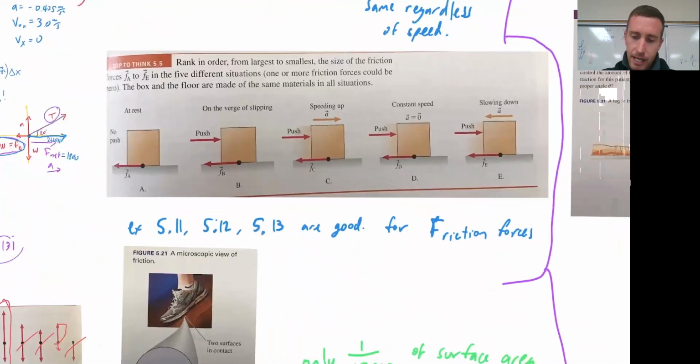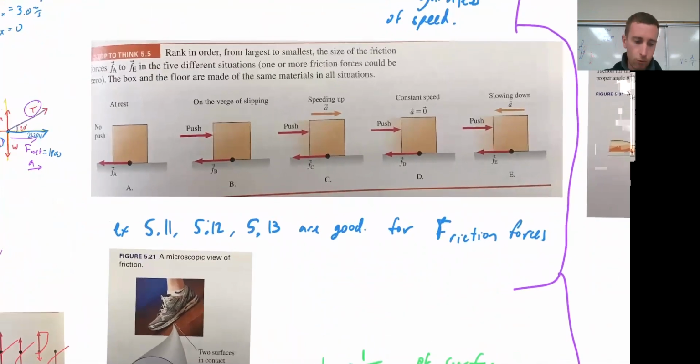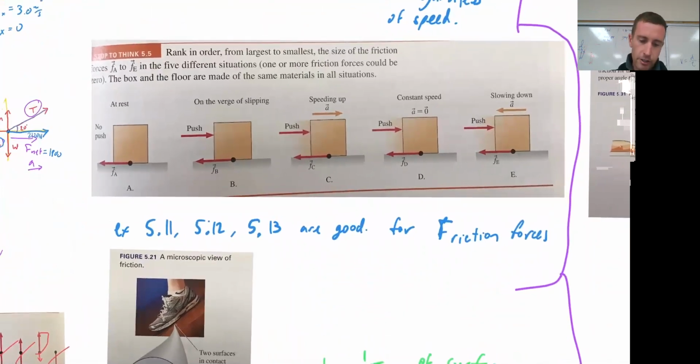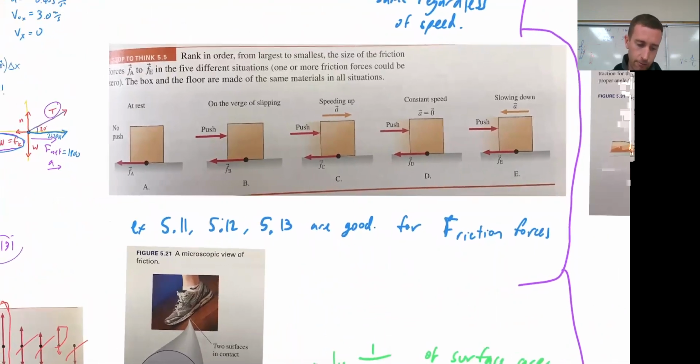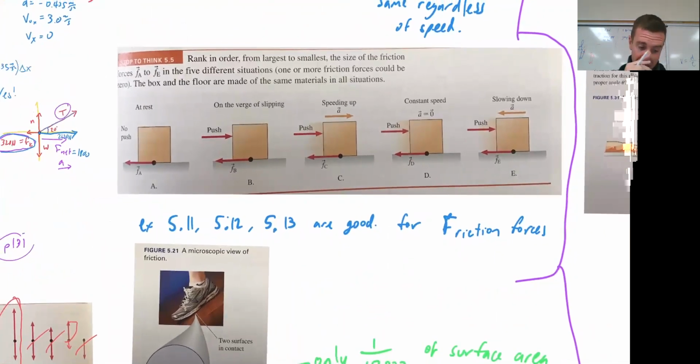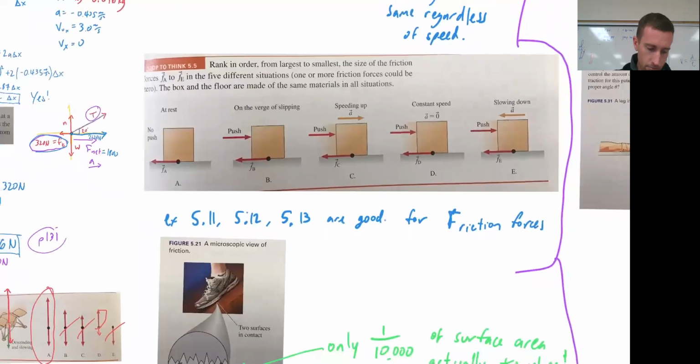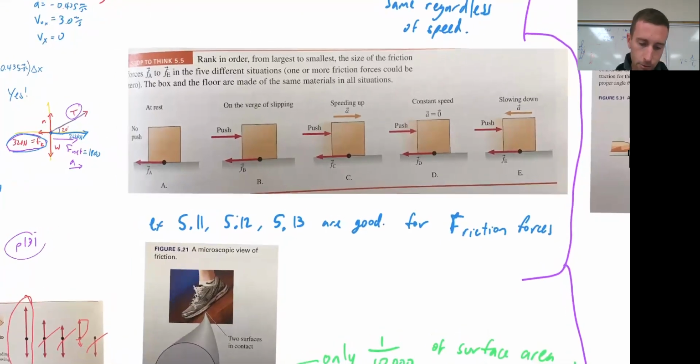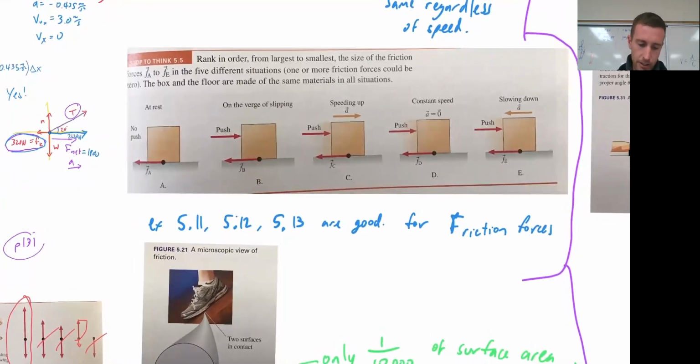Let's do a stop and think on that idea. So rank in order from largest to smallest the size of the friction forces, F sub A to F sub E, in the 5 different situations. 1 or more friction forces could be 0. The box and the floor are made of the same materials in all situations.